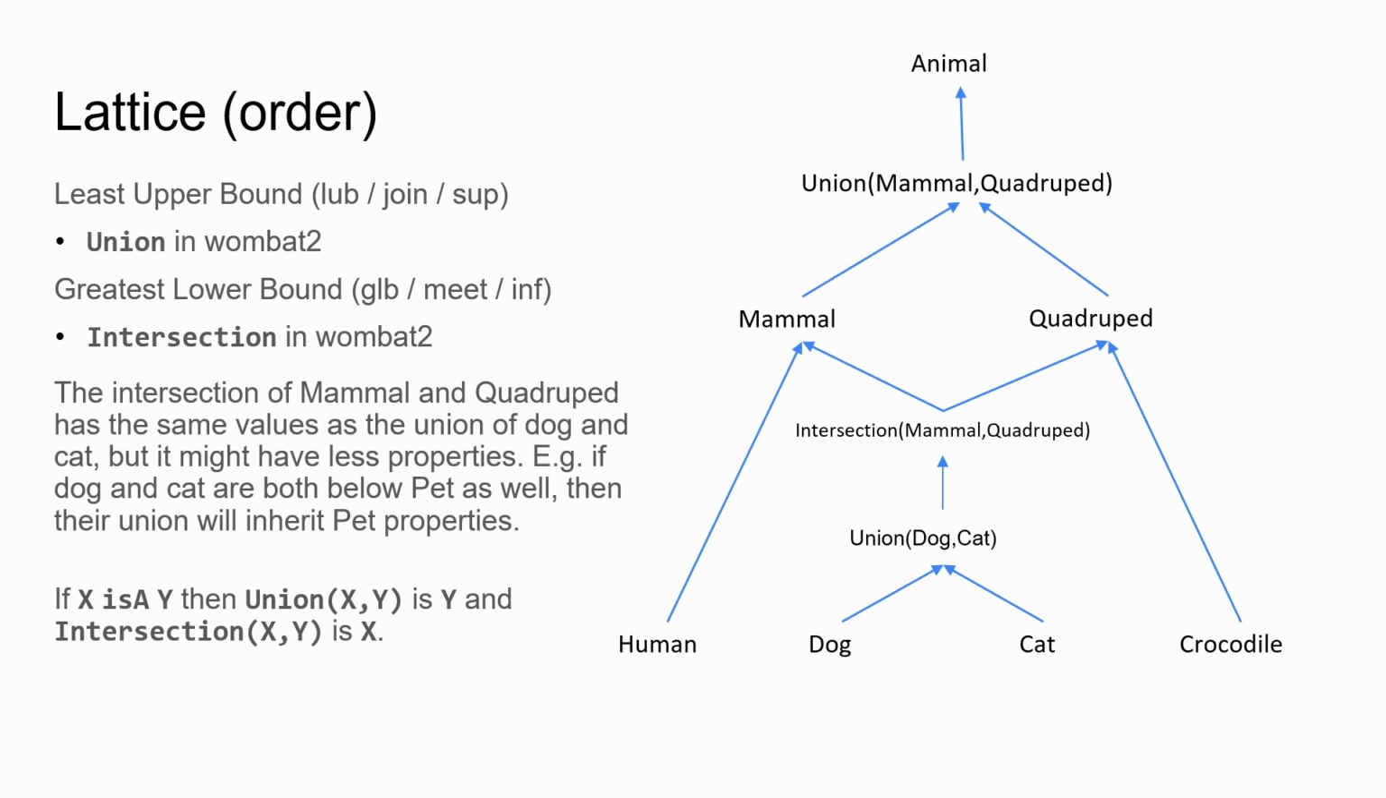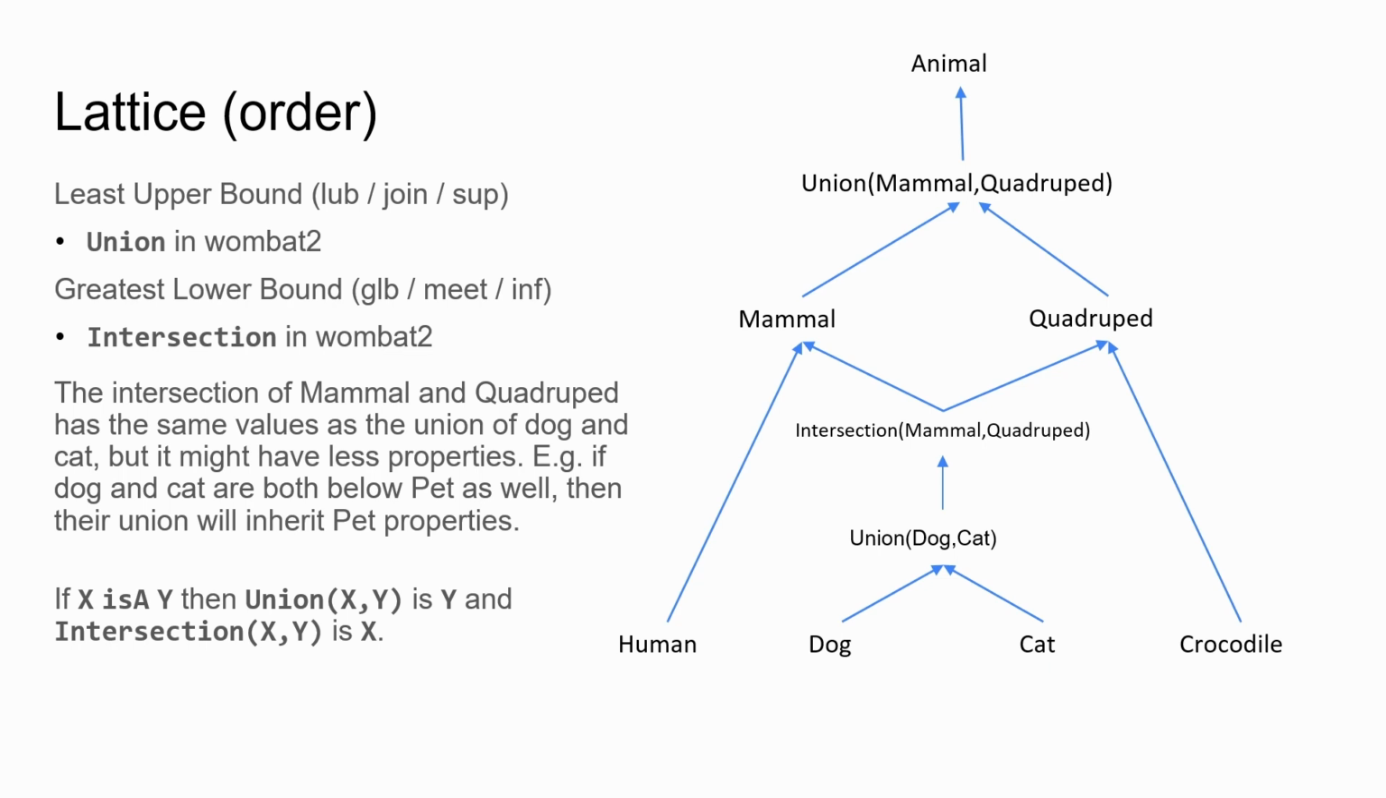Similarly, the intersection of mammal and quadruped, how is that defined to be? Well, the values of it come from the values of the union of dog and cat, because they were the only things that were below both mammal and quadruped. So they're the values. However, the intersection can have fewer properties. As we go up, the number of properties has to go down, and the union of dog and cat could have extra properties besides the ones that it gets from mammal and quadruped.